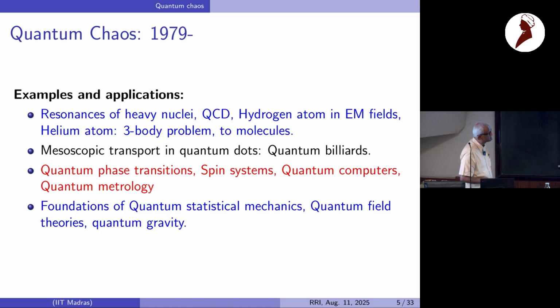There was ballistic quantum billiards. We saw these billiards, so people could shape billiards according to a stadium billiard, circular billiard, etc., and see the differences in the transport and so on. Phase transitions, spin systems, quantum computers. So now quantum computers are in the air, and they are basically interacting many-body systems.